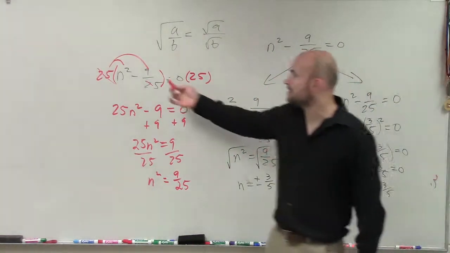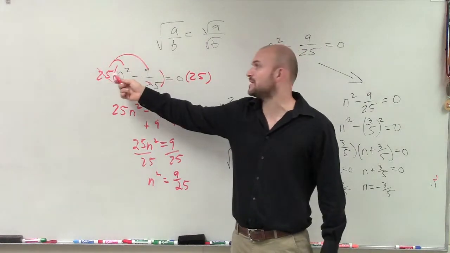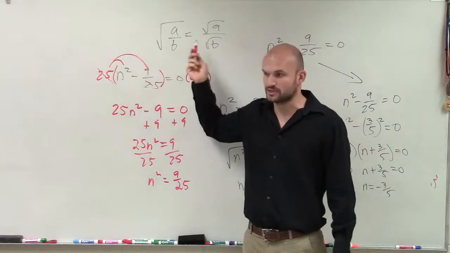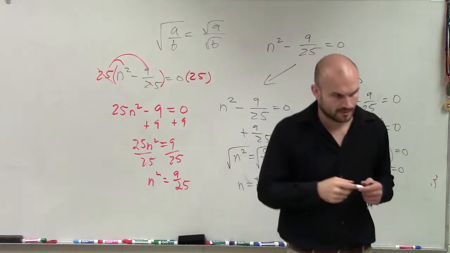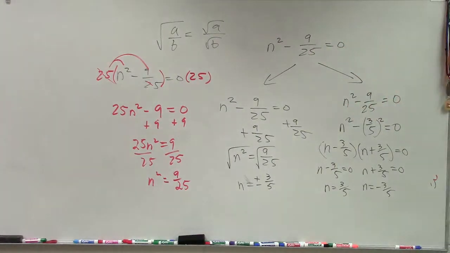The main important thing that I saw when students did this is they didn't multiply the 25 times both terms. They only picked one term to do it. Okay? And that would have been it. Okay, any last questions on that?